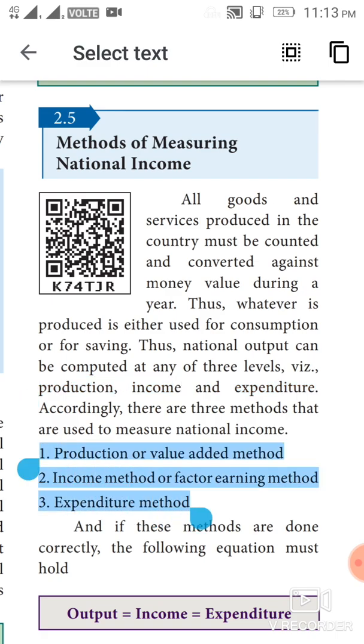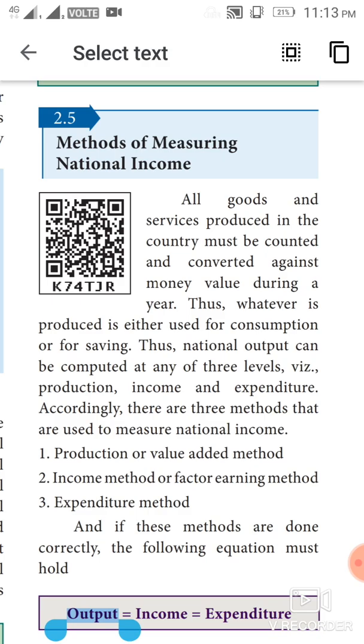First one is production or value added method. Second one, income method or factor earning method. Third one, expenditure method. This may be in 2 mark question. What are the three methods of measurement of national income? And if these methods are done correctly, the following equation must hold. Output is equal to income. This is equal to expenditure.